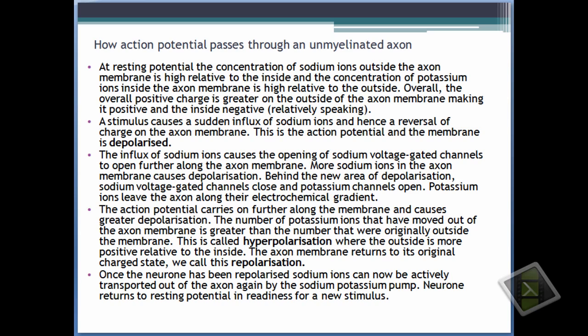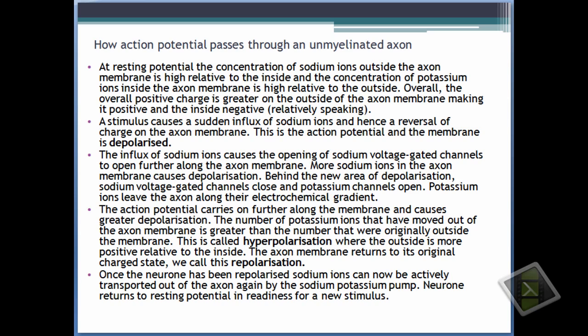Now at this stage, the number of potassium ions that have moved out of the axon membrane is greater than the number that were originally outside the membrane. So there's been a really big increase in the number of potassium ions that are moving out compared to how many were there in the first place. So this part of action potential is called hyperpolarization. So this is where the outside is more positive relative to the inside compared to before.